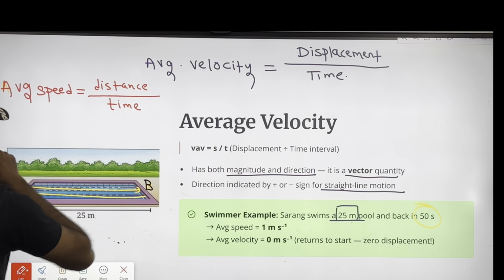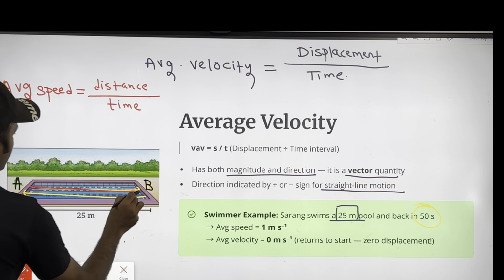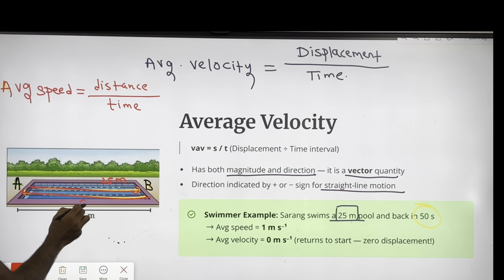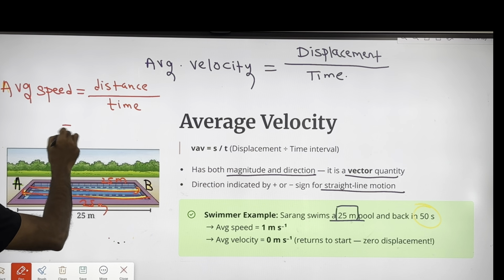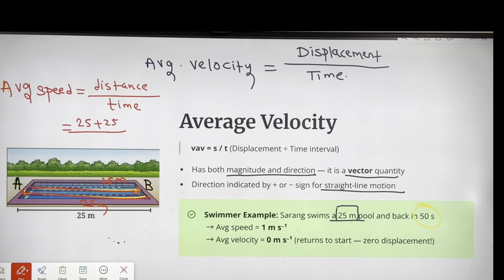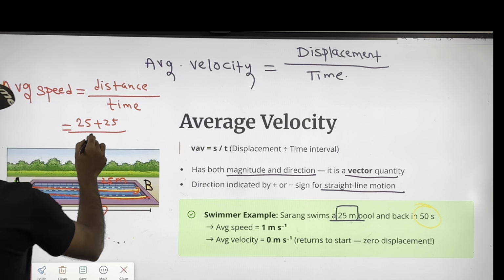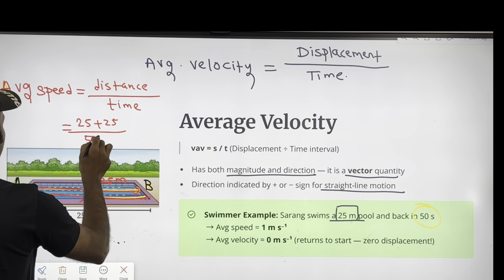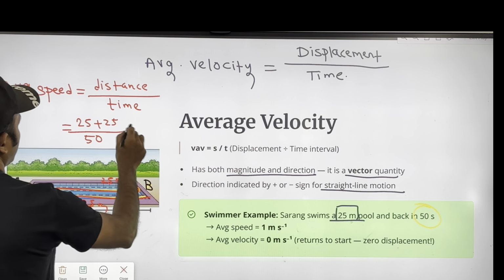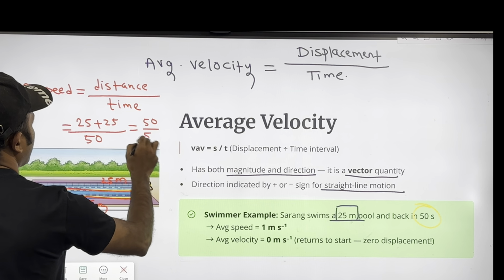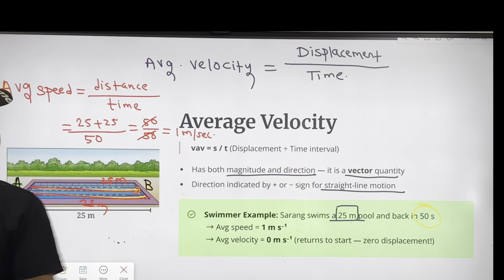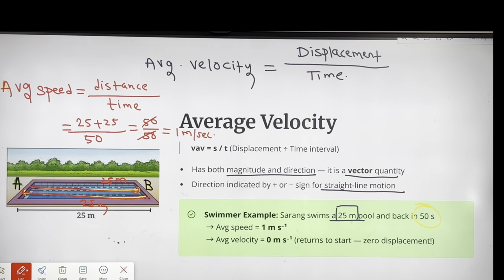Let us consider the distance from A to B is 25 meters, and B to A is also 25 meters. So 25 meters plus 25 meters is the total distance covered. The time taken by the swimmer is 50 seconds. So 50 by 50, how much will you get? 1 meter per second. The average speed is 1 meter per second.